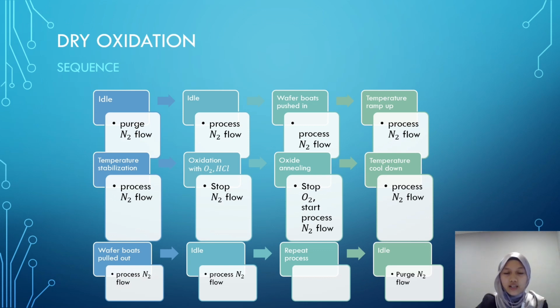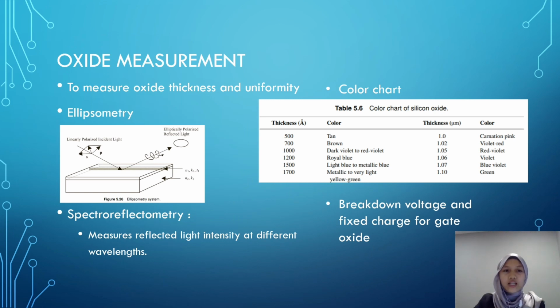Meanwhile, dry oxidation is conducted for second gate oxidation after second gate masking. This shows the flow of the dry oxidation sequence. Instead of water, oxygen and hydrochloric acid is used. During idle time, the temperature is around 850 degrees Celsius, while inside the flat zone it is 1000 degrees Celsius. After the wafer boats are pushed in, the temperature is ramped up at a rate of 10 degrees Celsius per minute to reduce thermal stress. After oxidation is done, we must measure the oxide thickness and uniformity using various methods such as ellipsometry, color charts, and spectroreflectometry.